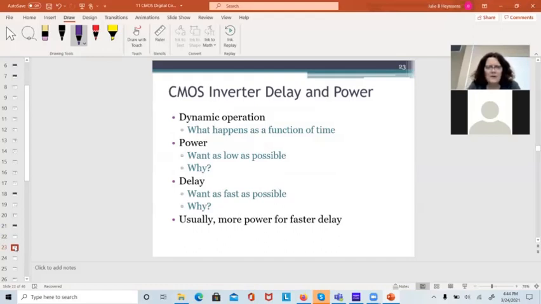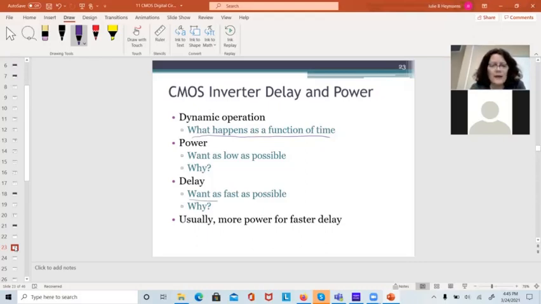So delay in power. We want to start thinking about, this will be the last topic for today, unless we do the review. What happens as a function of time? Now, we've talked about the CMOS inverter, the input's low, the output's high, and it just stays that way. What happens if I want to change the voltage at the input? How long is it going to take to settle? So we got to figure out how fast it is.